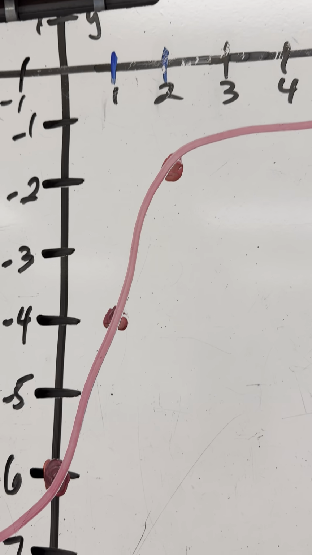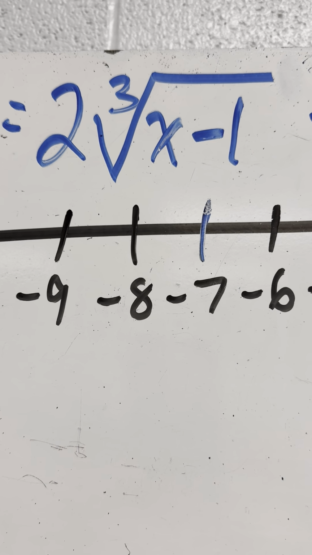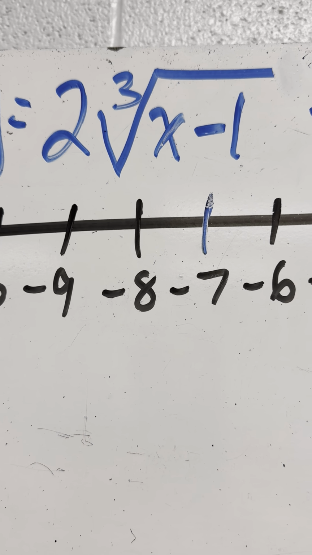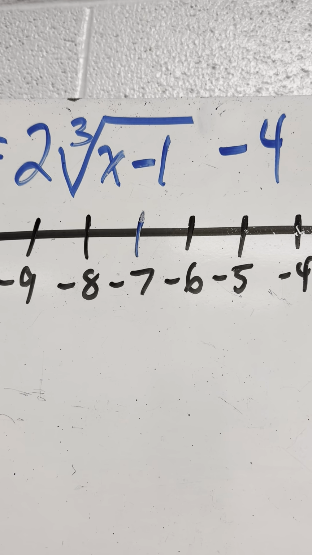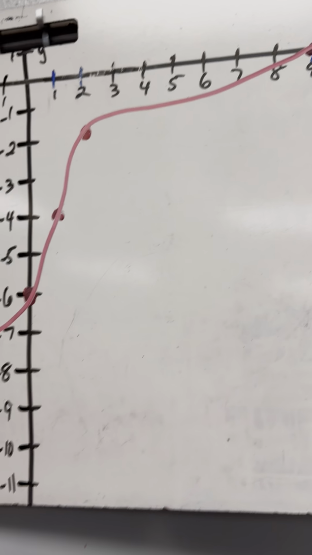I'm going to add a 5th point. I'm going to put in 9. 9 minus 1 is 8. The cube root of 8 is 2. 2 times 2 is 4. 4 minus 4 is 0. So I've got 9, 0.